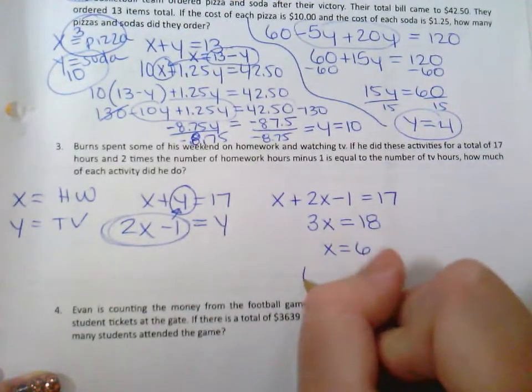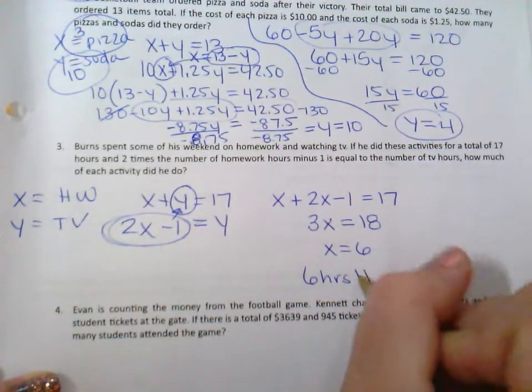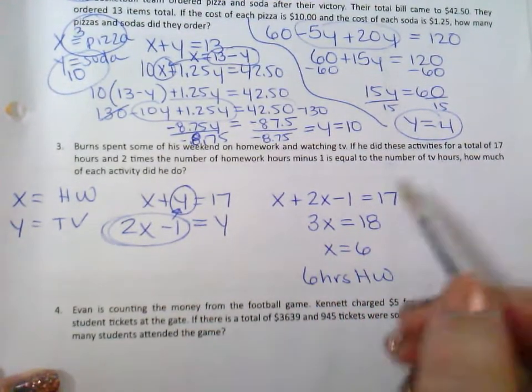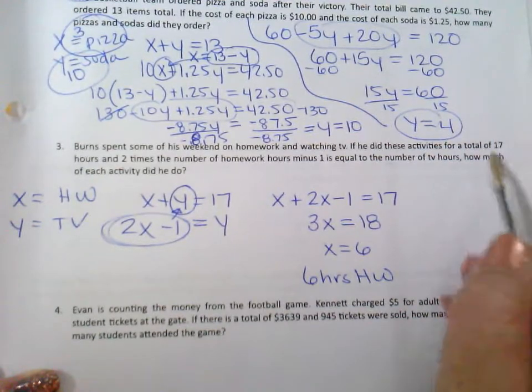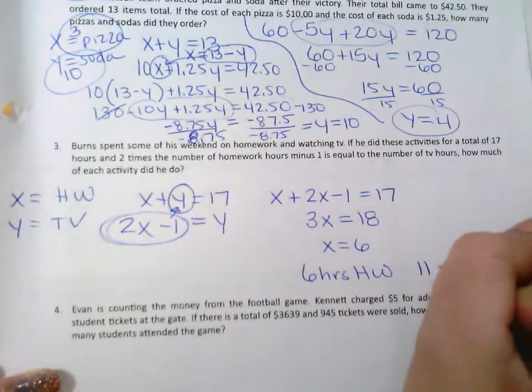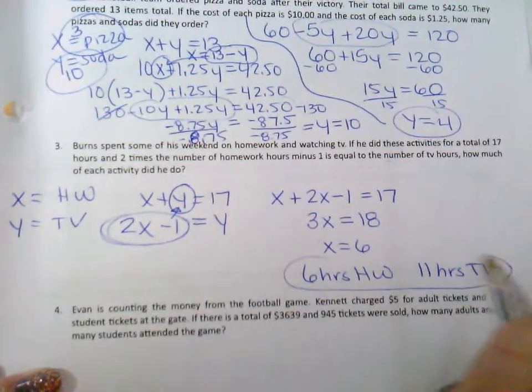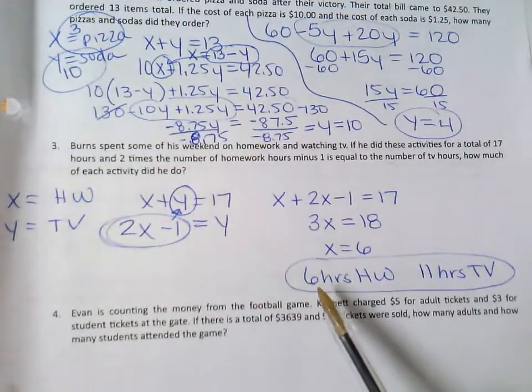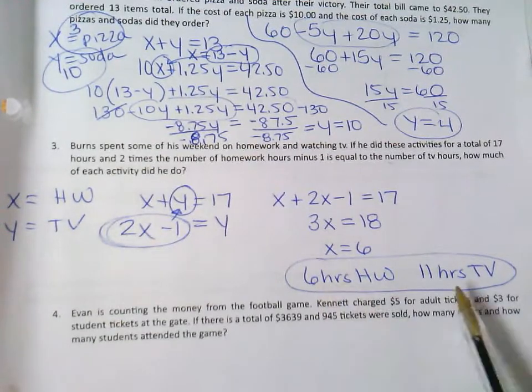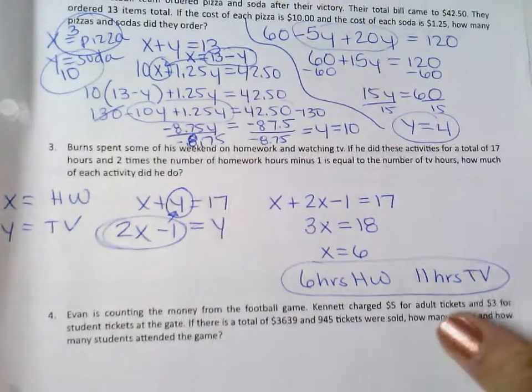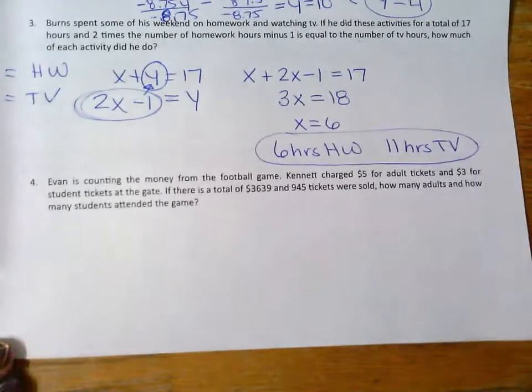So he did 6 hours on homework. And if he did a total of 17 hours, he did 11 hours of TV. And I think you can see that 2 times 6 would be 12, minus 1 would be 11. So it checks out for both of the parts of the problem.